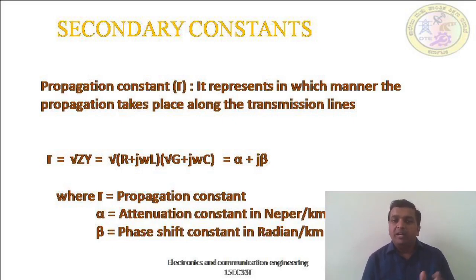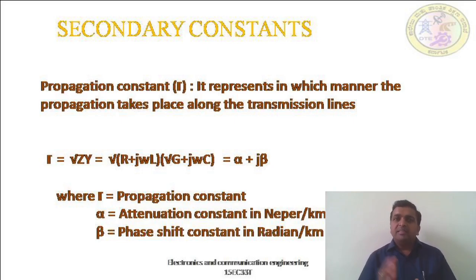It can be correlated with alpha plus j beta. That means if you relate with real components, you are going to get alpha. If you relate with the imaginary components, you are going to get beta. So why am I doing this? The real components give alpha, that is nothing but attenuation constant. Whenever you are doing the propagations, there is a chance of attenuation of the messages.